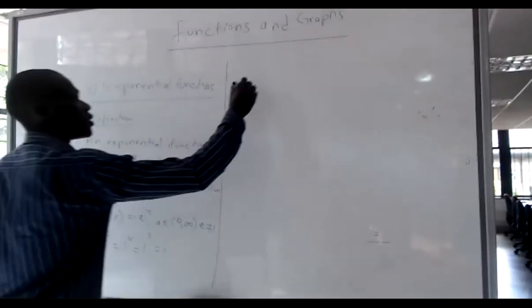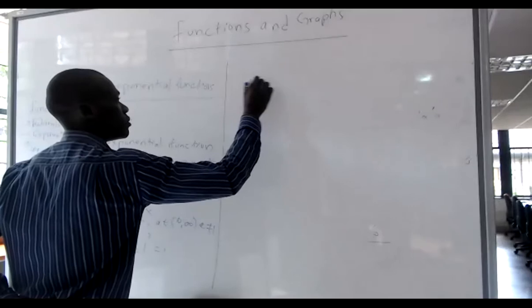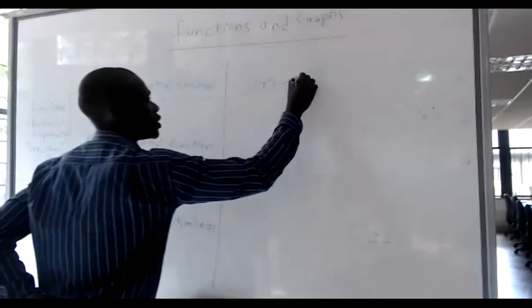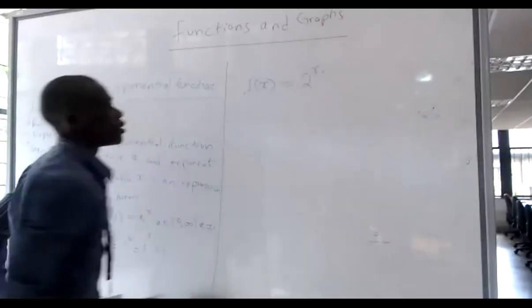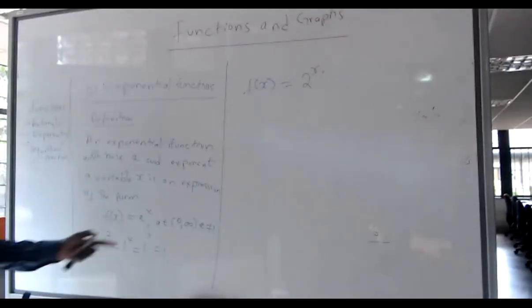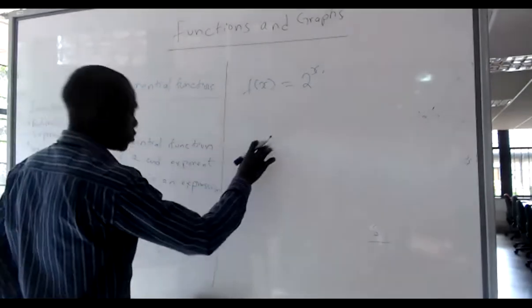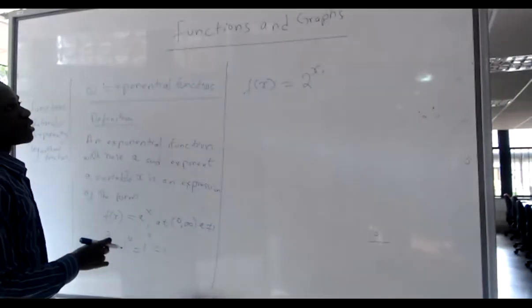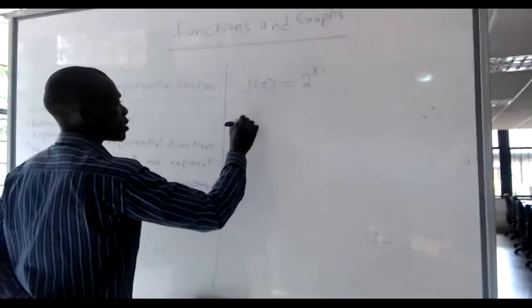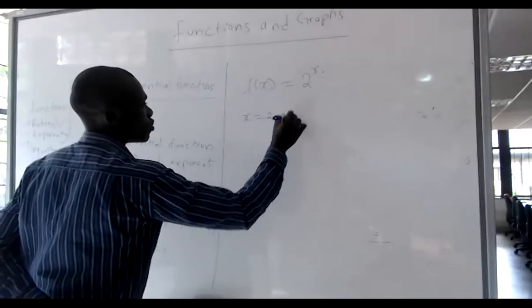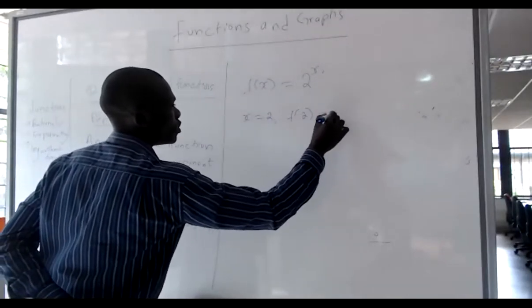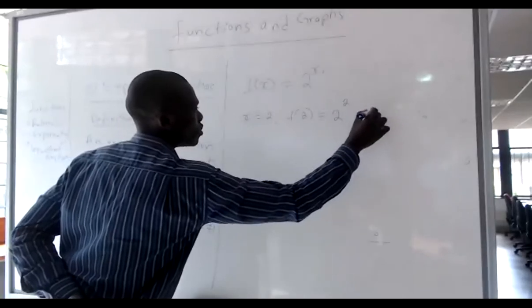So for example, let's say you have a function with a base 2 and a variable x. So in this case, a is 2, x is our variable. Let us see some few evaluations of this function. So suppose x is 2, then f of 2 will be 2 raised to 2, which gives you 4.